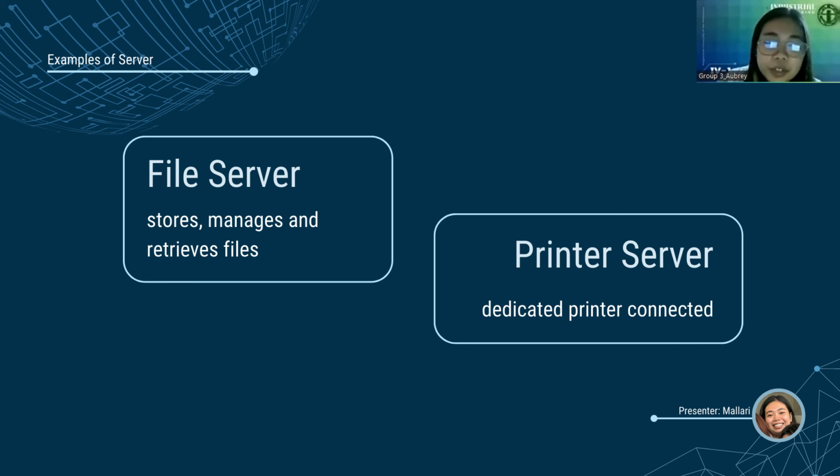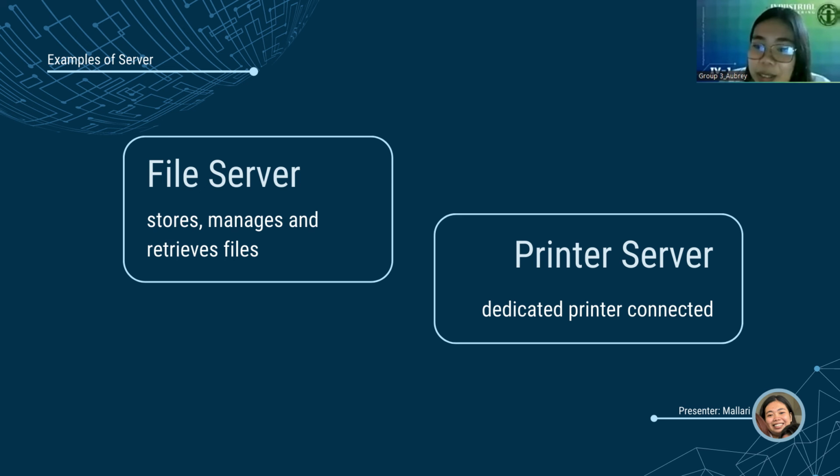So yun. So for the next one, we have the print servers. So this server has dedicated printer connected to it that can be accessed by the other clients in the network. Basically, any computer that is connected to the printer can be considered as a print server. So a print server can also make decisions on which printer to access depending on which is closer to the client computer or which has the least amount of jobs being processed.